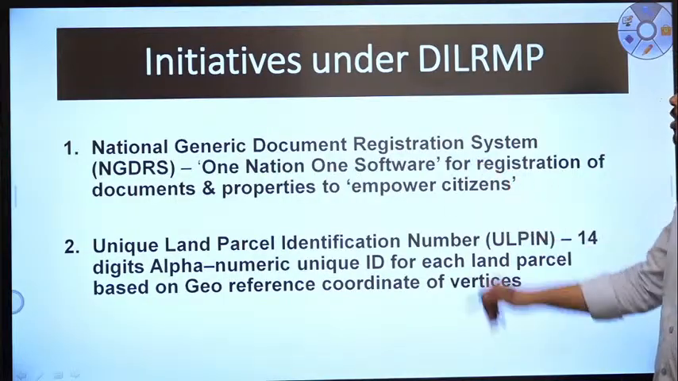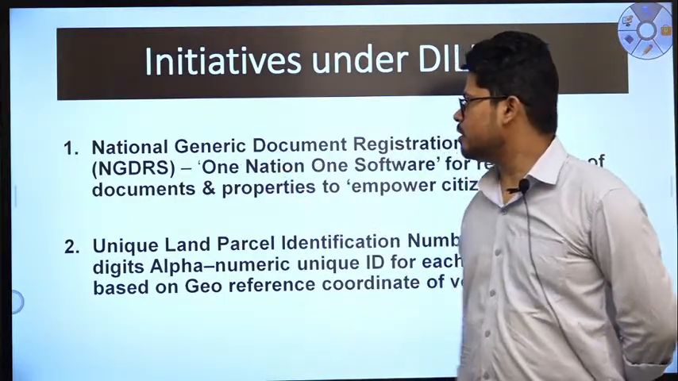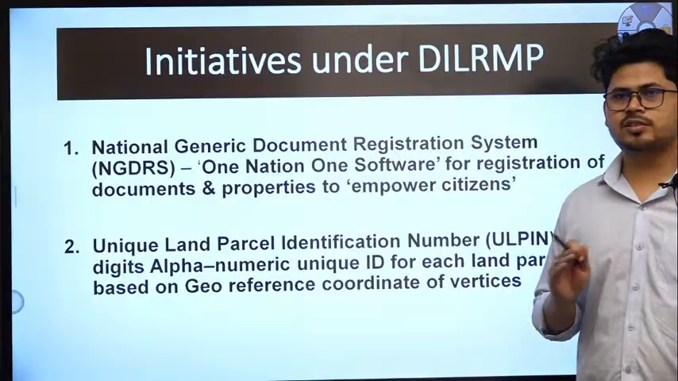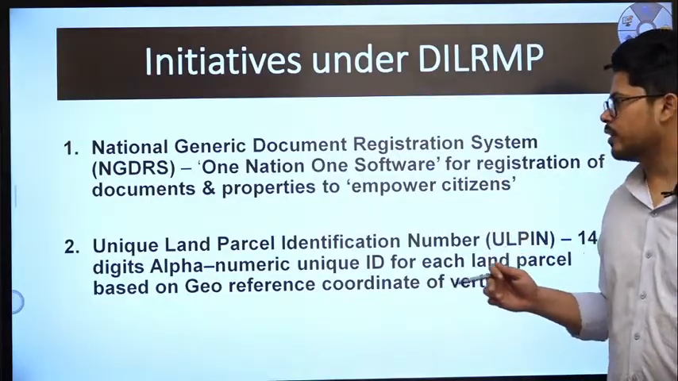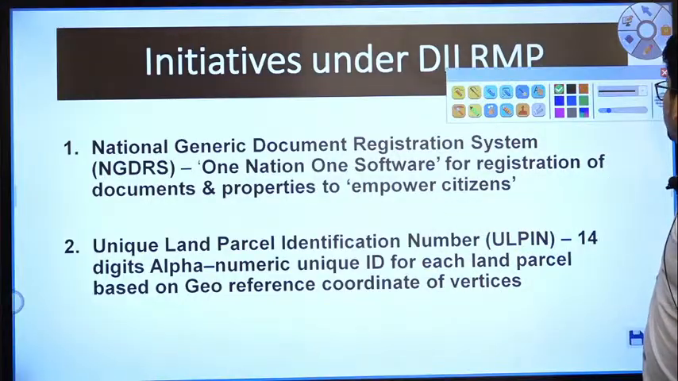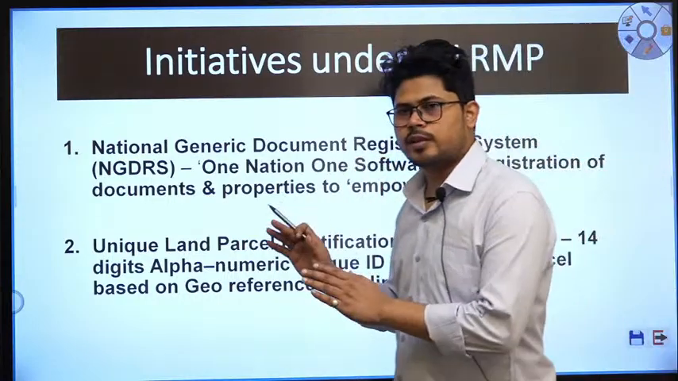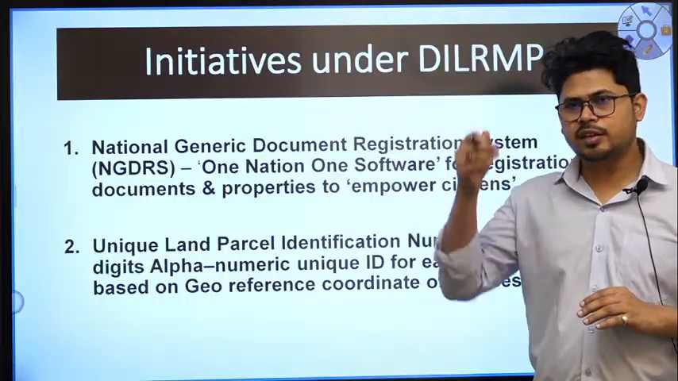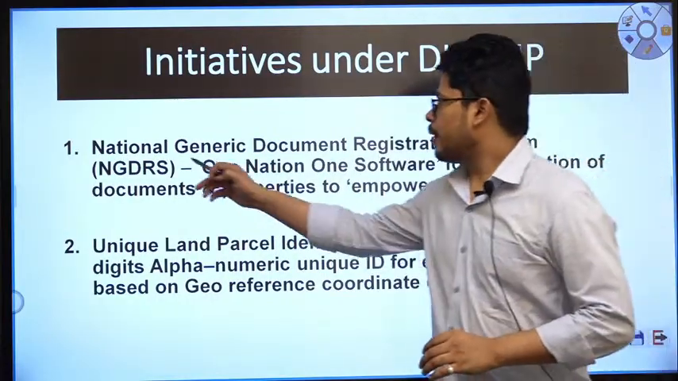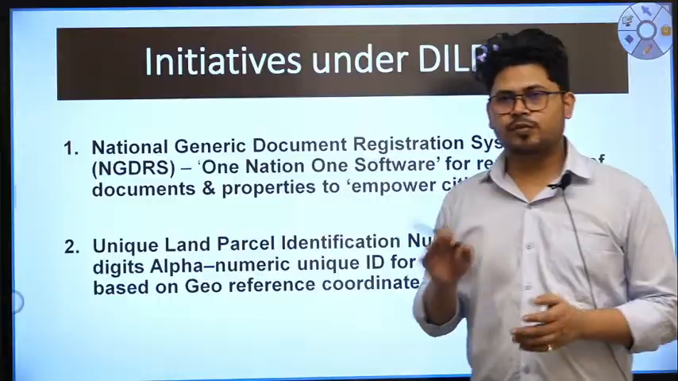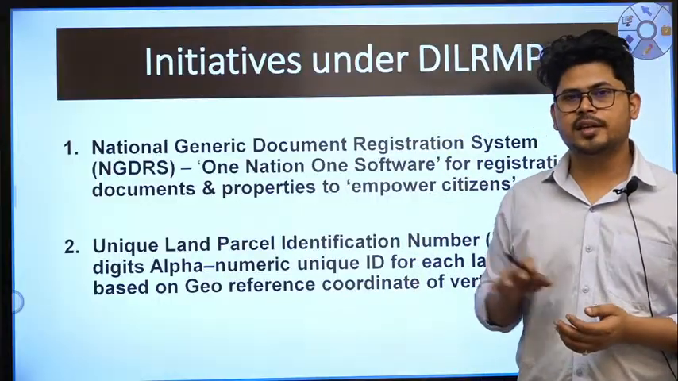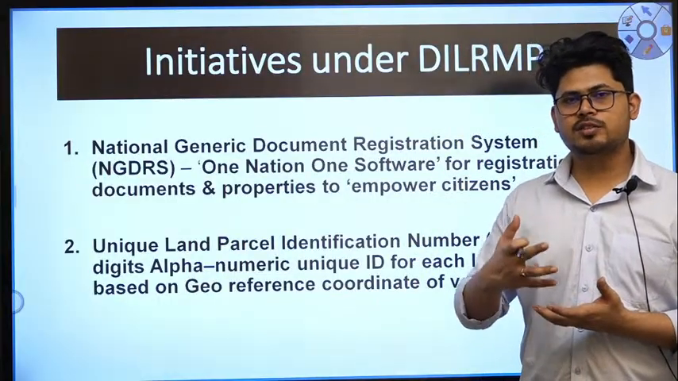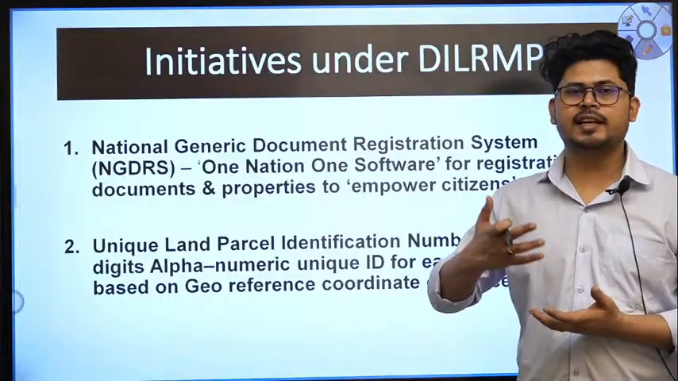Initiatives. Now, what are the initiatives? The first one is the National Generic Document Registration System. It is one nation, one software. The aim is to integrate first in a horizontal fashion and then in a vertical fashion. How? One national generic software will be provided to all the states. That means uniformization of the process of maintaining land records.